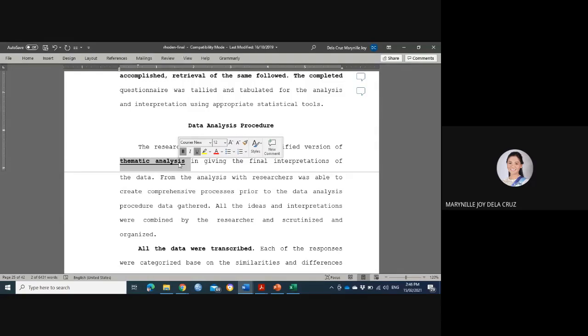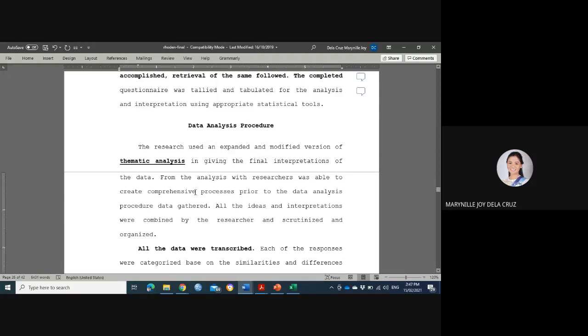And what statistical tools did you use? You use frequency, you use percentage, and you're able to use the mean of your questionnaire. Now, that's statistical tools. So in the statistical tools, you are going to describe only why you used it.